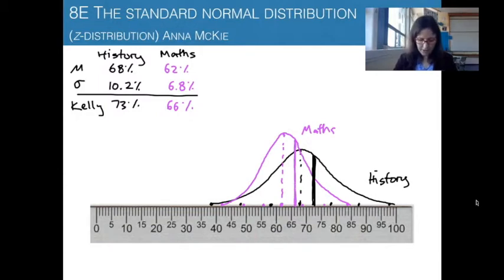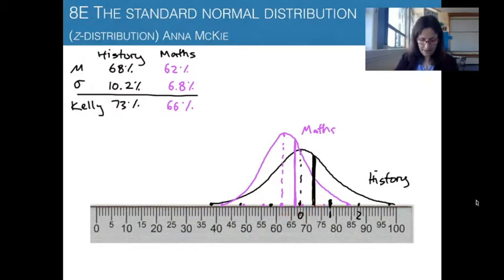Now let's try and anticipate the Z scores before we even work them out. There's a lot going on in these graphs, I do understand that. So think about history. The mean is this dashed line here. And where's the first standard deviation? Here, which would be a Z score of 1. Kelly scored in here at 73%, so what would her Z score be? Something less than 1, about a half or 0.6 or something like that.